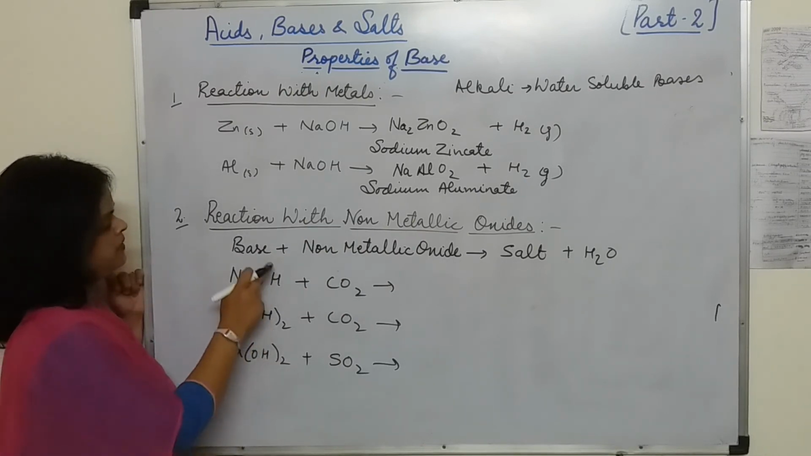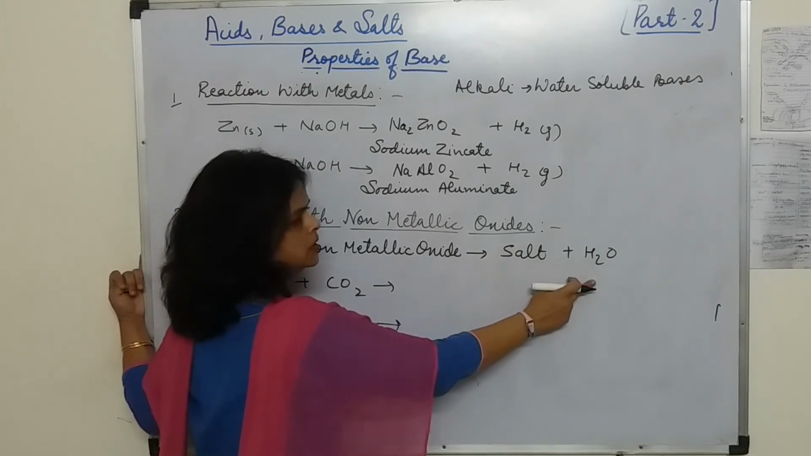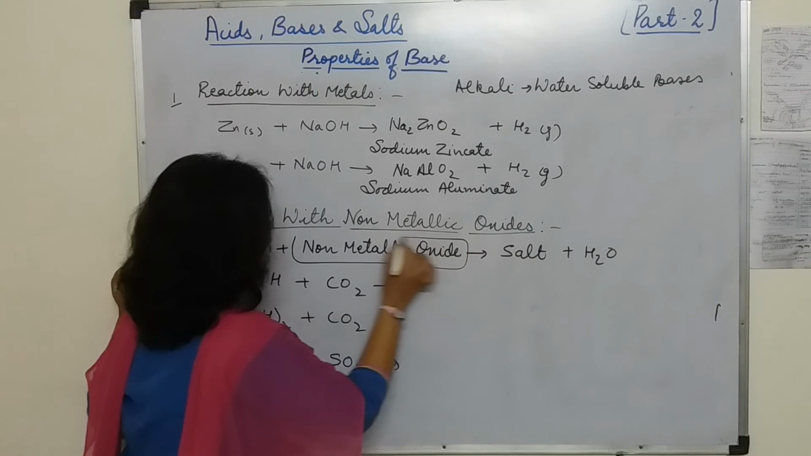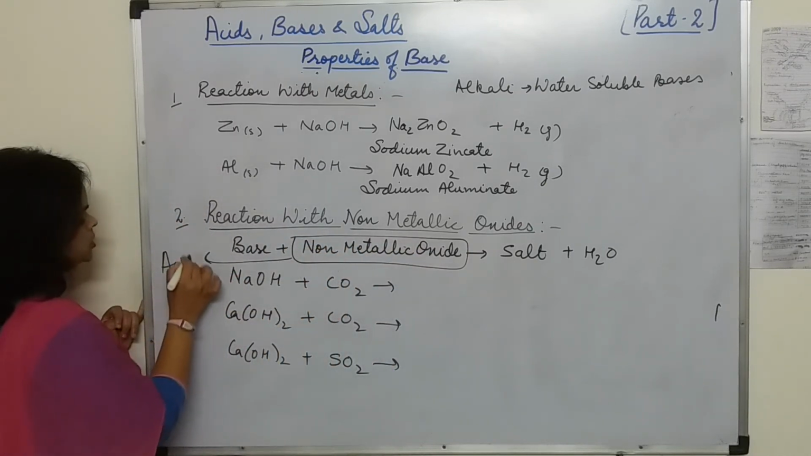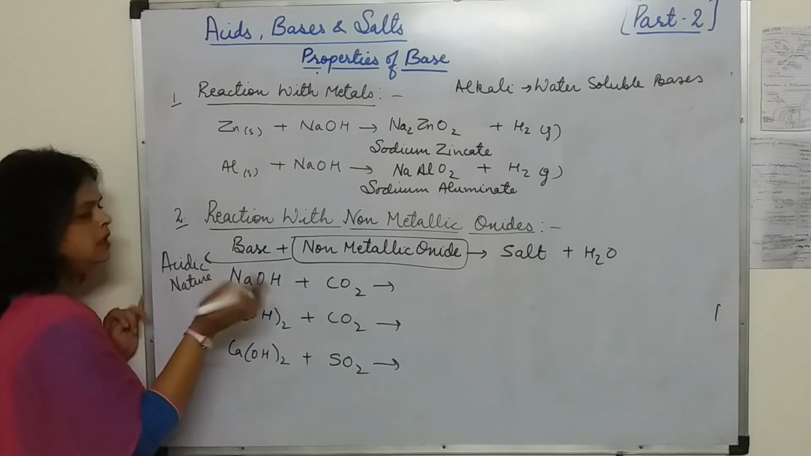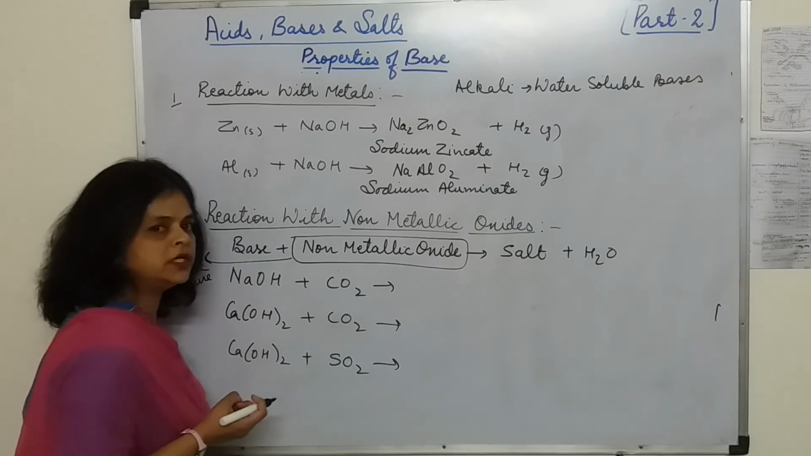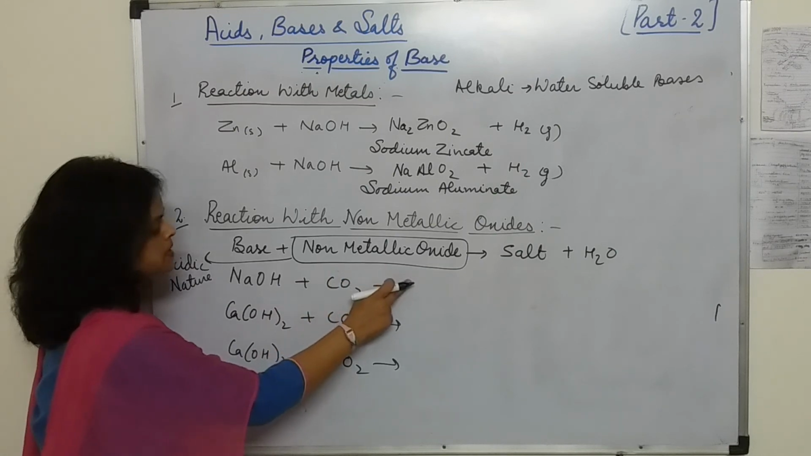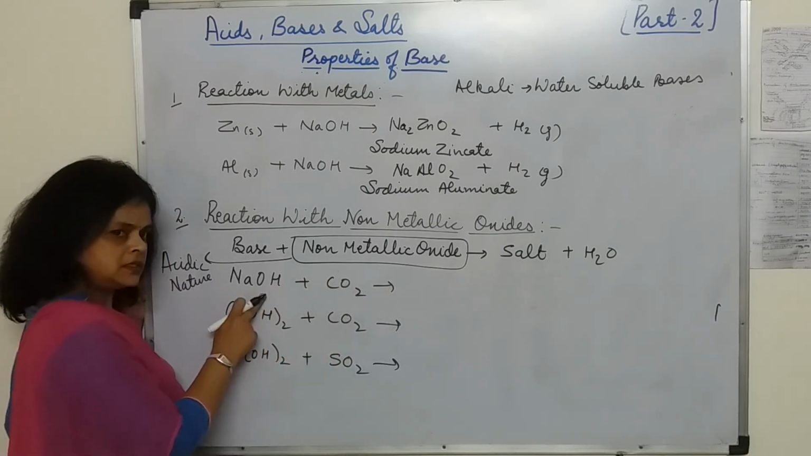Non-metallic oxides, when they combine with the bases, form salt and water. So what we can conclude is that these non-metallic oxides have acidic nature. As we had seen previously that acids combine with metallic oxides to form salt and water, so metallic oxides were basic in nature. Here non-metallic oxides are acidic in nature. We are taking a base NaOH.